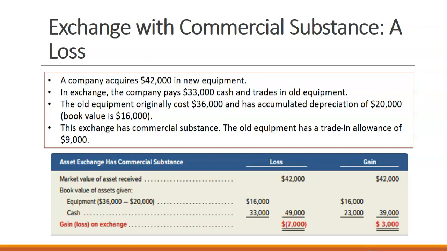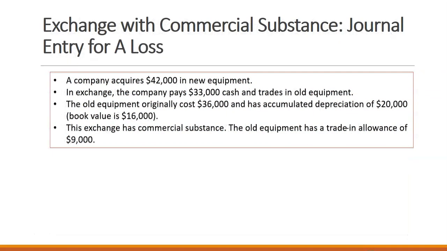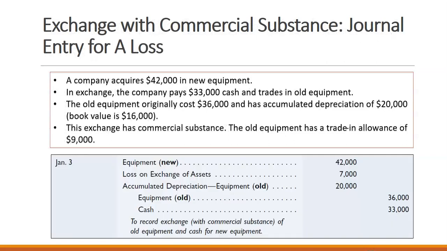So we have a gain or a loss on the exchange. We paid, however, because we had this trade-in allowance, we actually gave less cash. So we have cash and the trade-in of the old equipment that we would record. Here, an example we have with commercial substance.